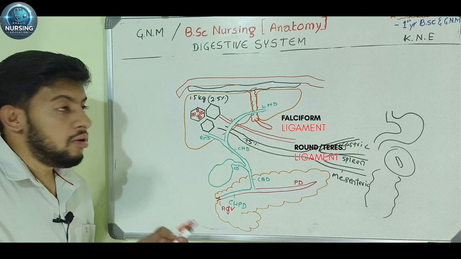Clear? So here I am writing the duodenum. Of course, the duodenum is at the back side, and this common bile duct is on the front side. Clear? This is the duodenum. Now we will mention the names one by one. What is the name of this ligament? Sorry, this one is the diaphragm.